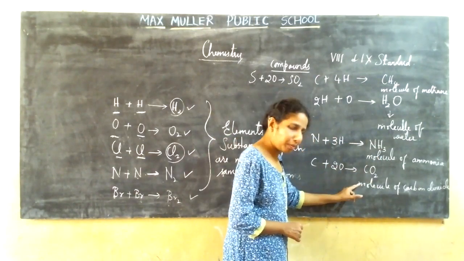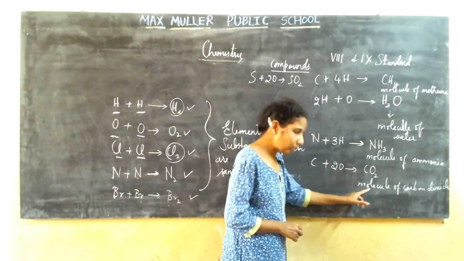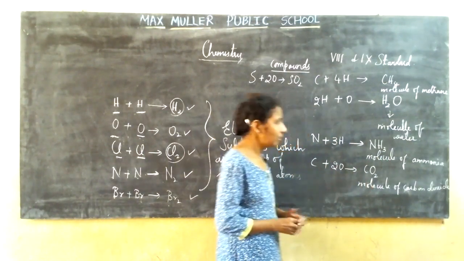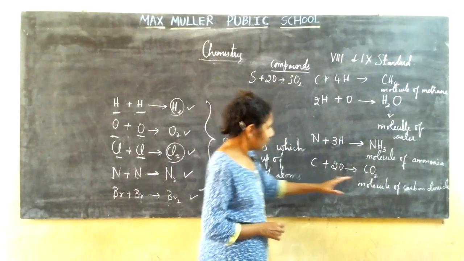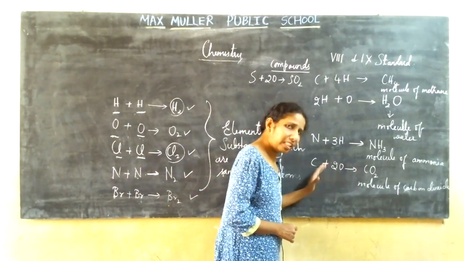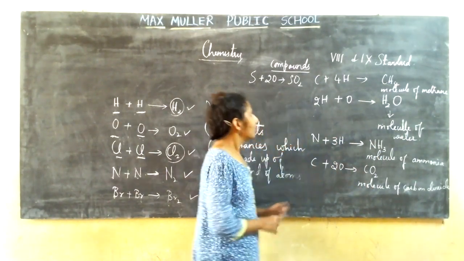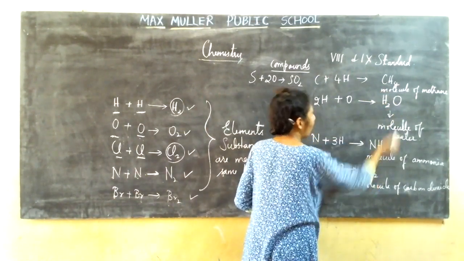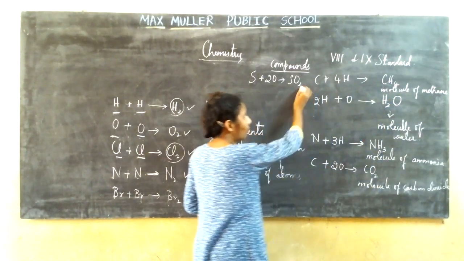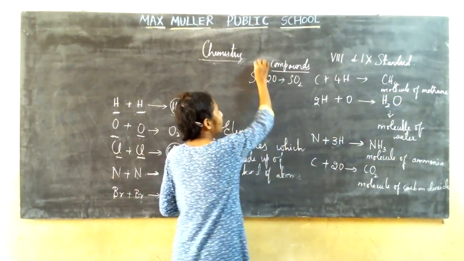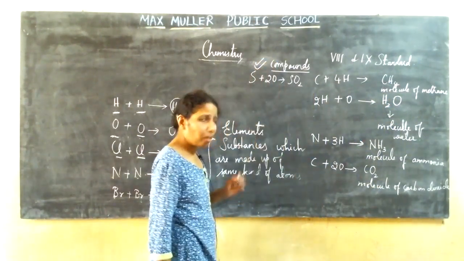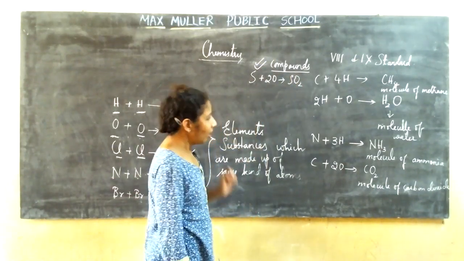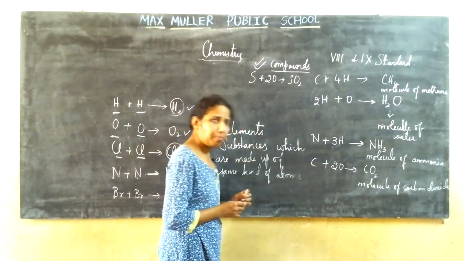Carbon dioxide, this represents a molecule of carbon dioxide which contains 1 atom of carbon, 2 atoms of oxygen. Okay, so that means it is made up of different kinds of atoms. Therefore, water, ammonia, carbon dioxide, methane, sulfur dioxide, they all are examples of compounds. Okay. So how do you define compounds?